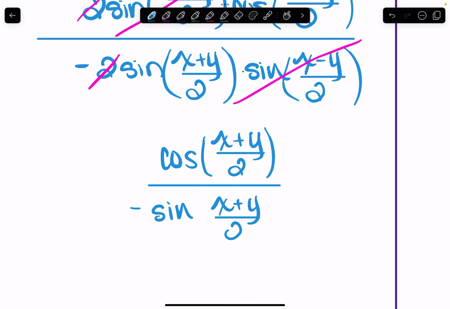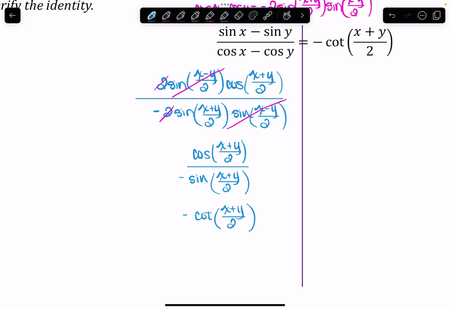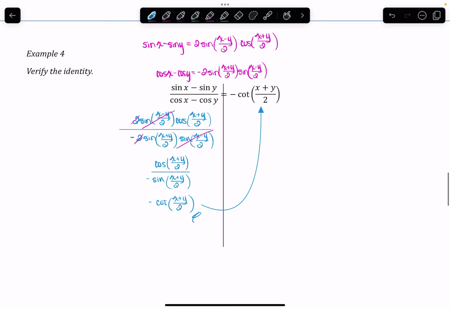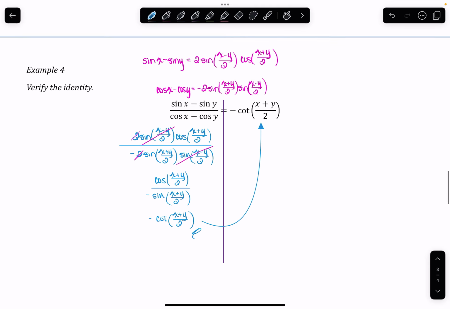So our angles are the same. So as long as I hold the angle constant, cosine over sine using the reciprocal identity is cotangent of x plus y over 2. And voila. Careful with those identities. Don't get those sines and cosines mixed up.